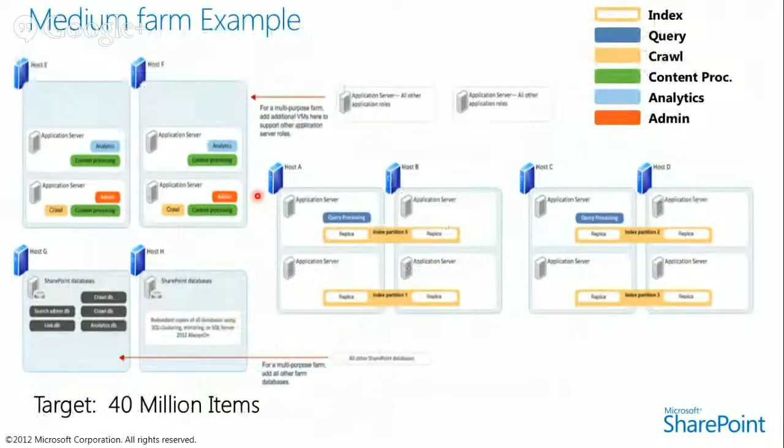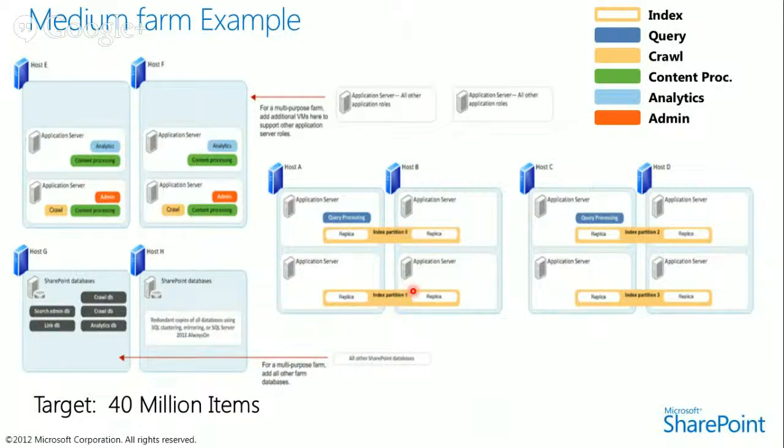Now let's see a medium server farm. In the case of a medium server farm, the number of items it can crawl will be increased to 40 million items. So we will need a dedicated search services farm. You will see that there are dedicated servers which only run your components like query processing and index partition, and there are two index partitions in this case.